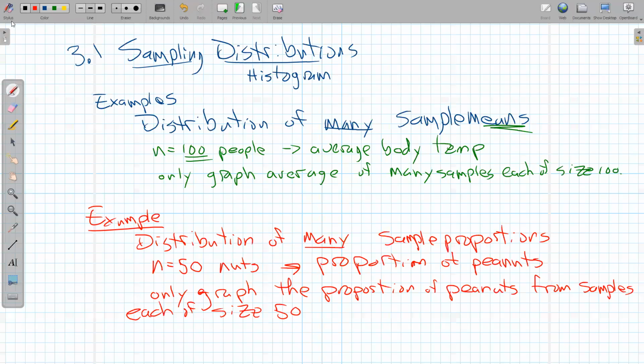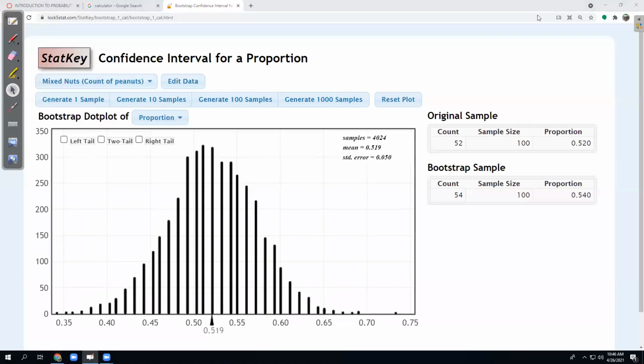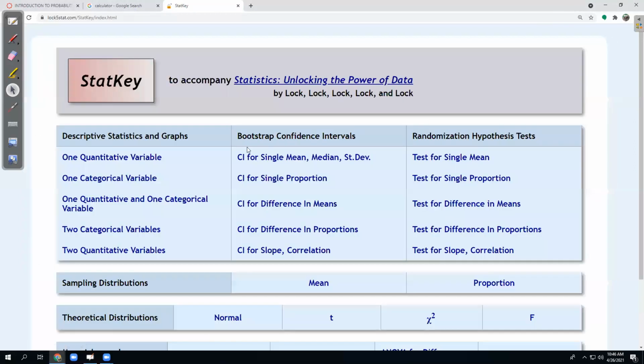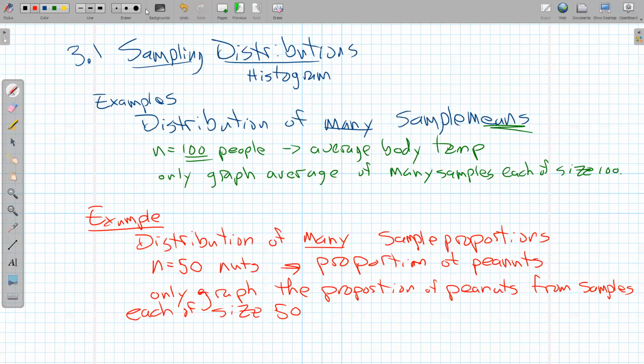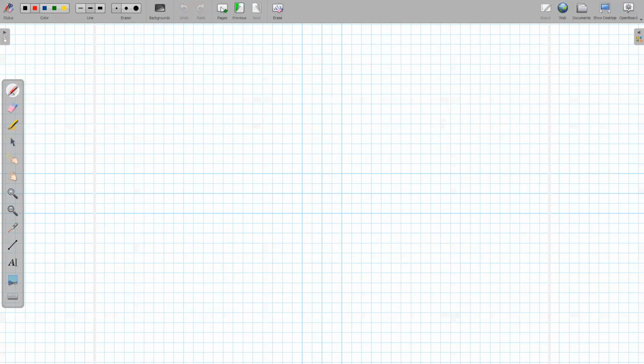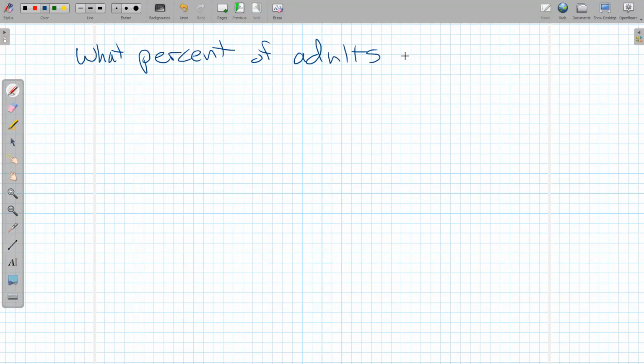So go back here. We are going to look at percent of college graduates, I think. Let's see, stat key, sampling distribution, proportion. Yeah. All right, new page. So question, what percent of adults in the US are college graduates?